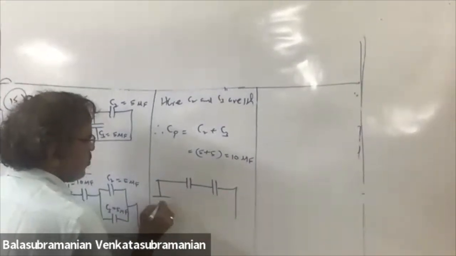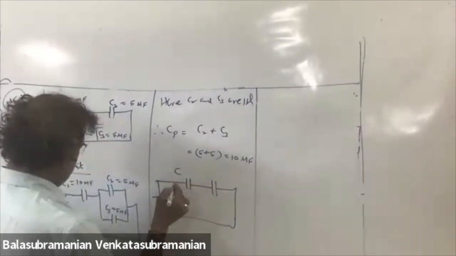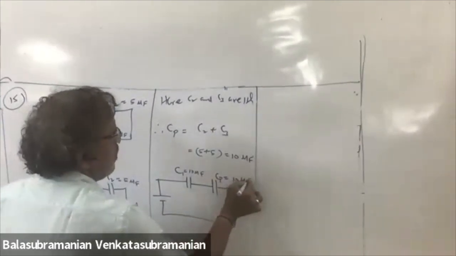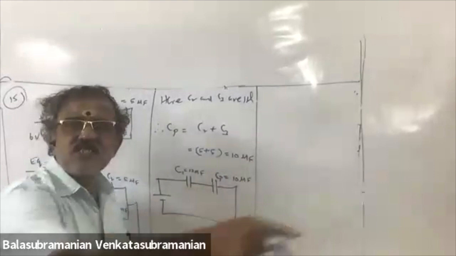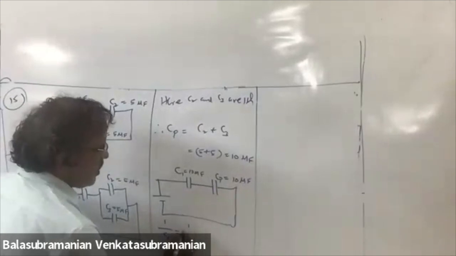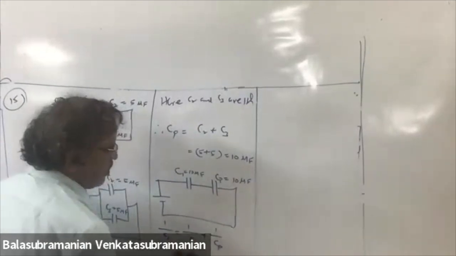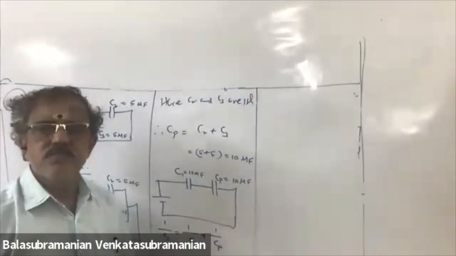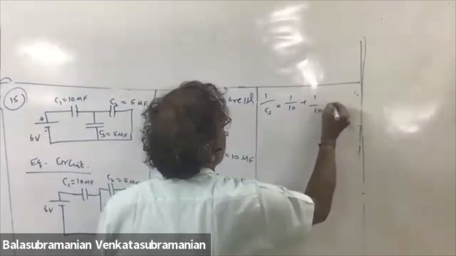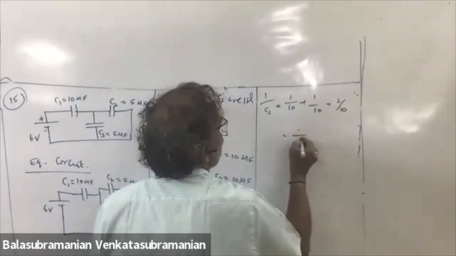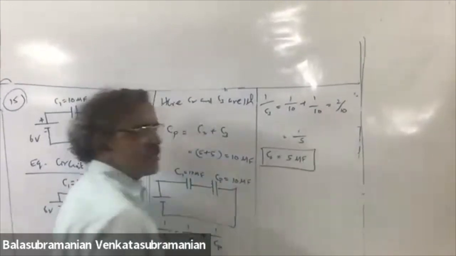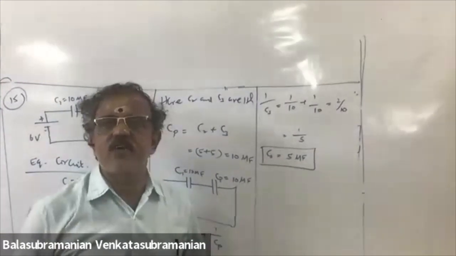Now the resultant circuit is like this. This is C1. This is Cp. These two are connected in series now. So I can write 1 by Cs is equal to 1 by C1 plus 1 by Cp. So 1 by Cs is equal to 1 by 10 plus 1 by 10, 2 by 10, that is 1 by 5. Cs is equal to 5 microfarad. So the resultant capacitance is 5 microfarad.